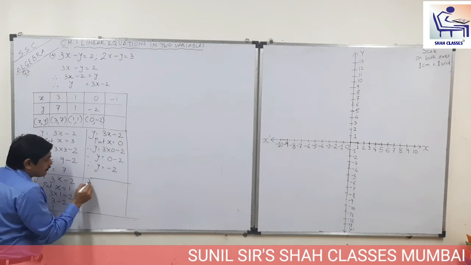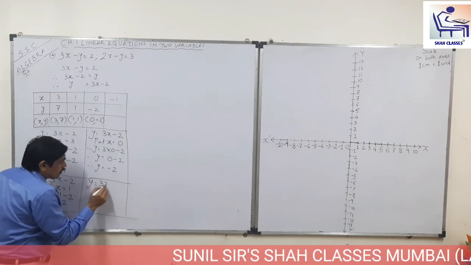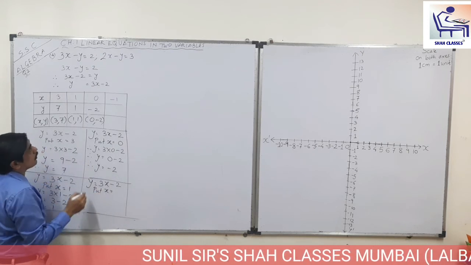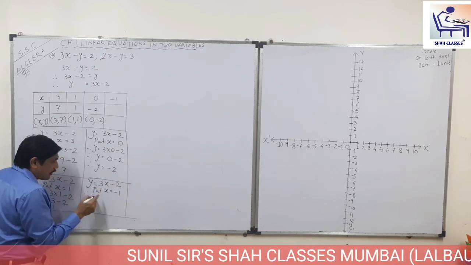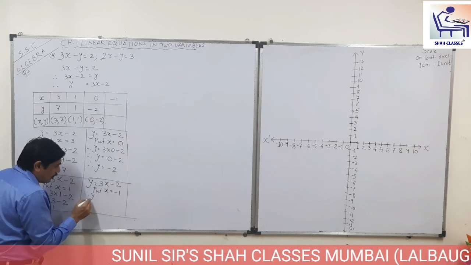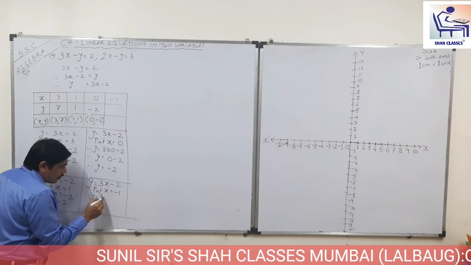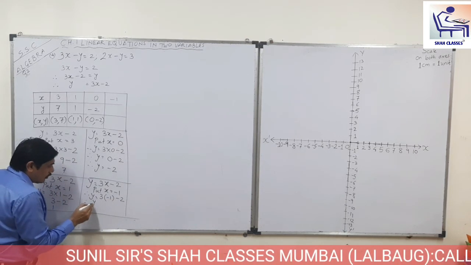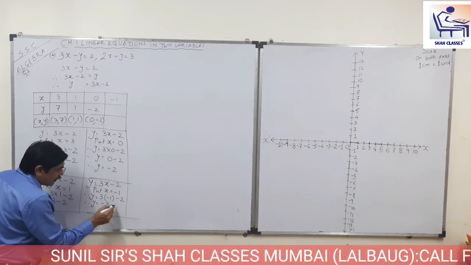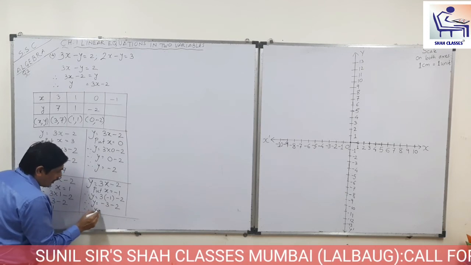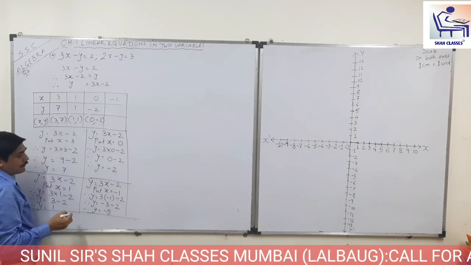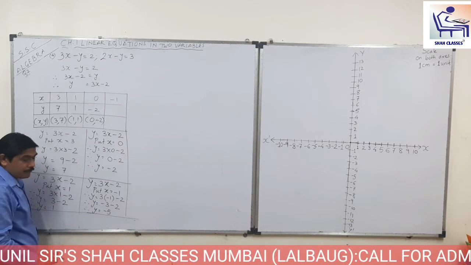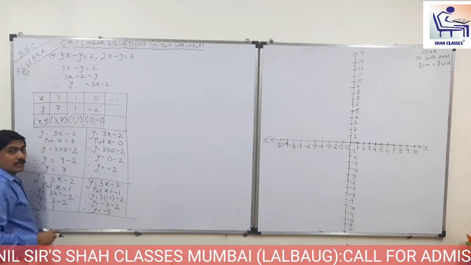Fourth value, y is equal to 3x minus 2. Put x is equal to minus 1. Be careful, negative sign. So y is equal to 3 into minus 1 minus 2. So y is equal to minus 3 minus 2. Y is equal to minus 5. Minus plus sign of the greater number. So minus 3 minus 2 is minus 5.